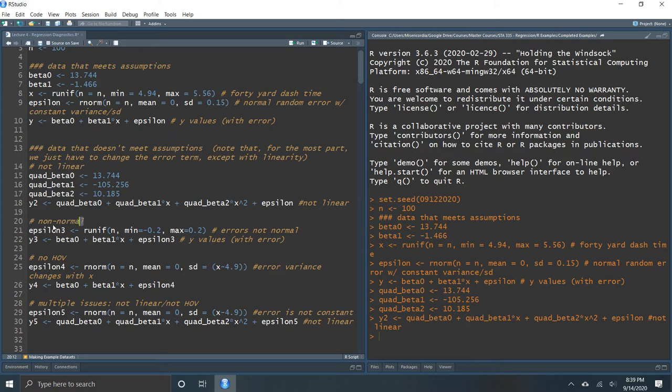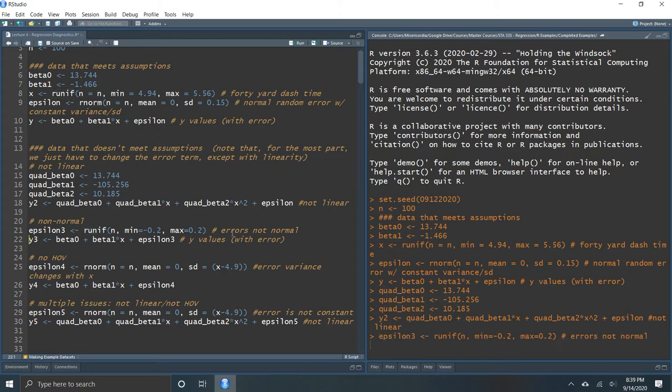So this example is going to be not normal. So now my errors are going to change. My errors are going to be a uniform distribution instead of being a random normal distribution. So again, we assume errors are normally distributed. They were up here, but now they're going to be uniformly distributed.